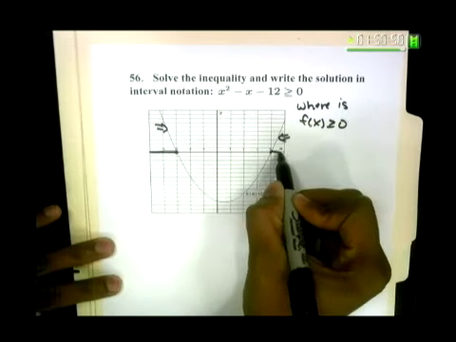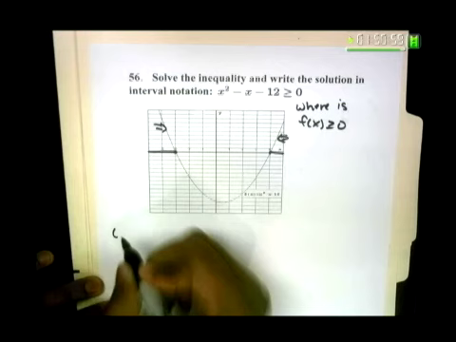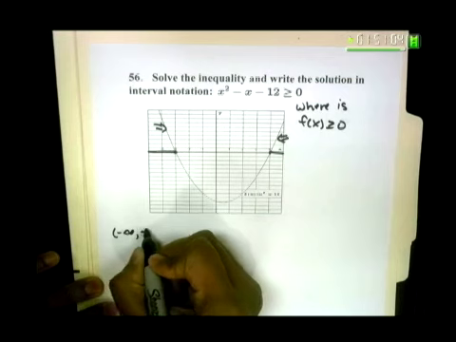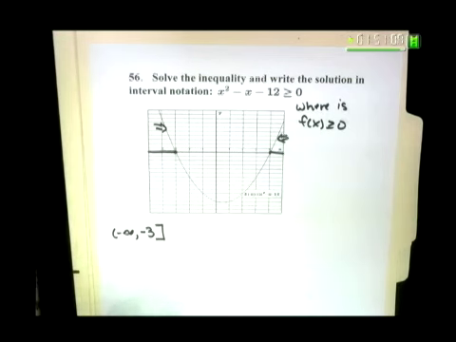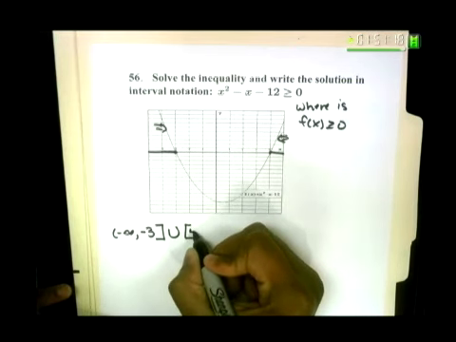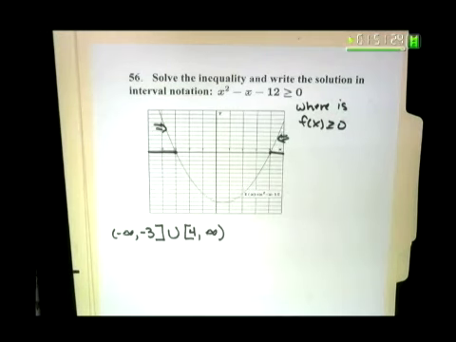So we have this part here, which is negative infinity all the way up until we get to negative 3, close bracket, because we're including negative 3. So at that point, f of x is greater than or equal to 0. But then also from 4 to infinity. Again, using brackets because it's greater than or equal to. If it weren't greater than or equal to, then we would use parentheses.